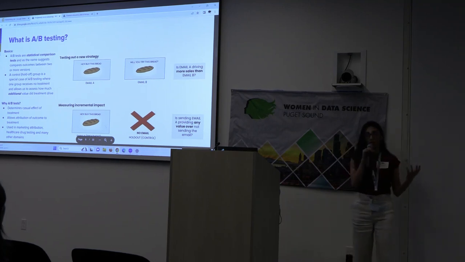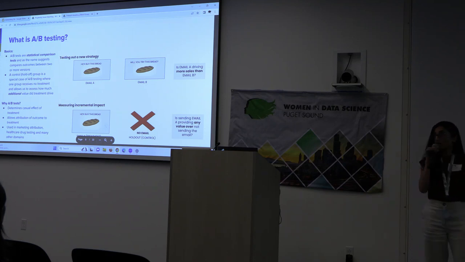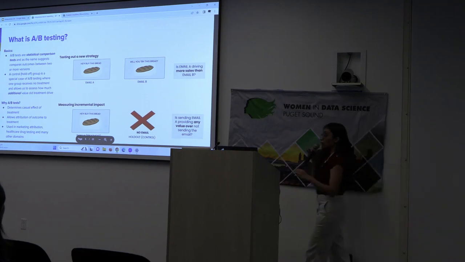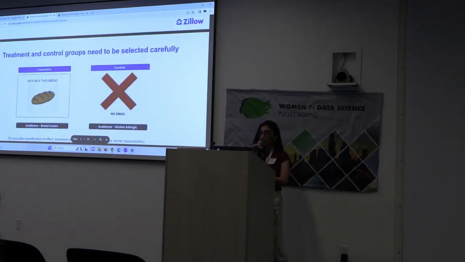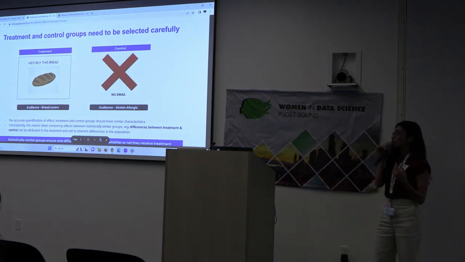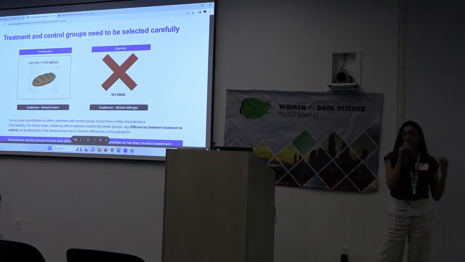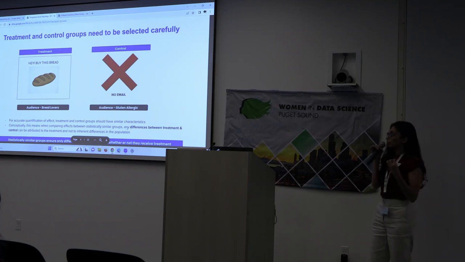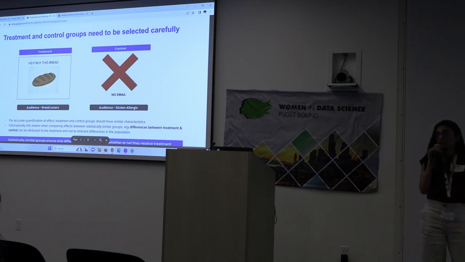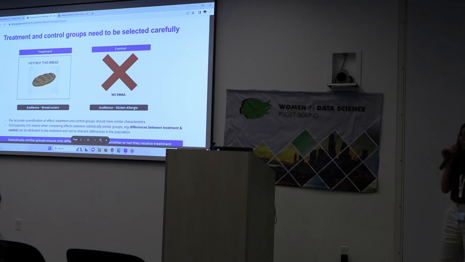But it's not as simple as just comparing test and control groups. You cannot just randomly take two groups and compare them. One of the basic fundamental principles behind a good experimental setup is you need to make sure that your test and control groups are exactly similar. What that means is basically the only difference between test and control groups needs to be the presence or absence of treatment.